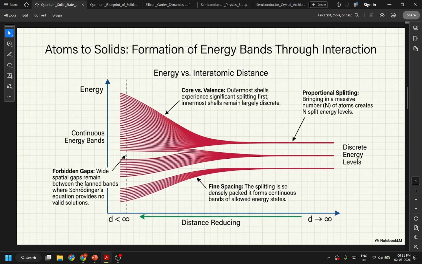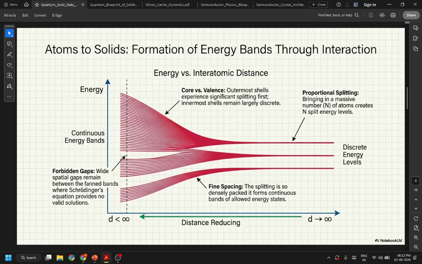The outermost shells will experience significant splitting first, while innermost shells will remain largely discrete, and the splitting is so densely packed that it forms continuous bands of allowed energy states. The energy states that are formed are very fine, the spacing between them is very small, so we can consider them as continuous.